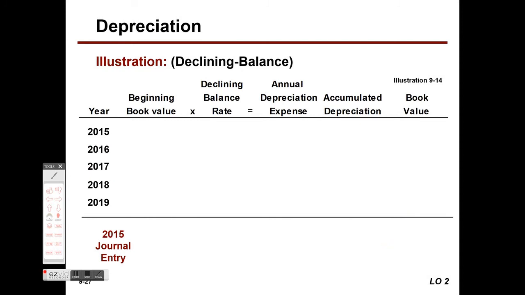$5,200. Okay. So let's set up a depreciation table for the declining balance method. All right. So again, we're using book value times a 40% rate gives us, in the first year, $5,200. It's the first year, so accumulated depreciation is $5,200. Subtract the accumulated depreciation from the beginning book value, and we get an ending book value of $7,800. All right.